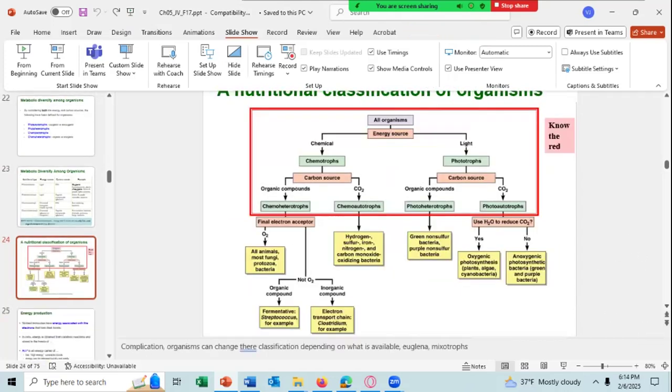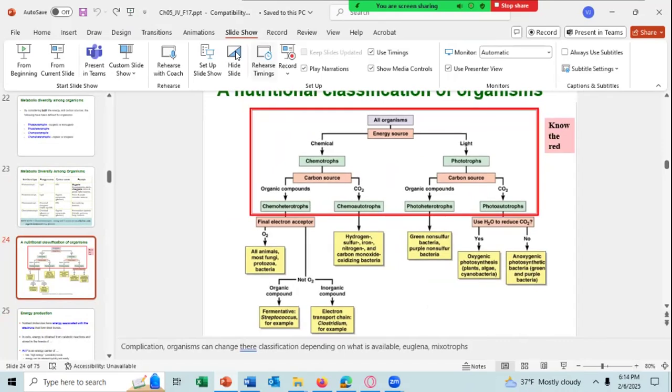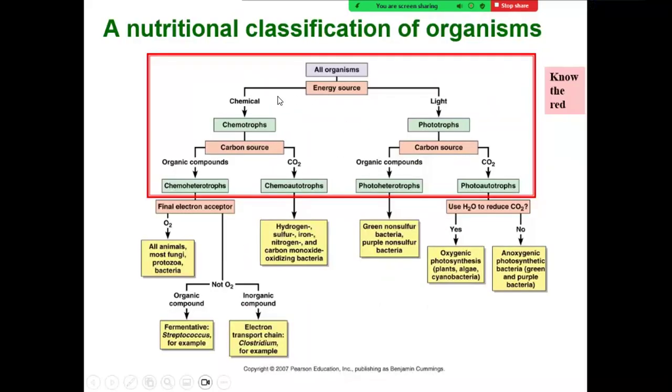You do need to know in the classification system, you need to know the classification of all organisms shown in the red box. Let me make this into a slide. So we have all organisms. We can divide all organisms by where they get their energy source. If they get their energy source from light, they're a phototroph. If they get their energy source from a chemical, they're a chemotroph.